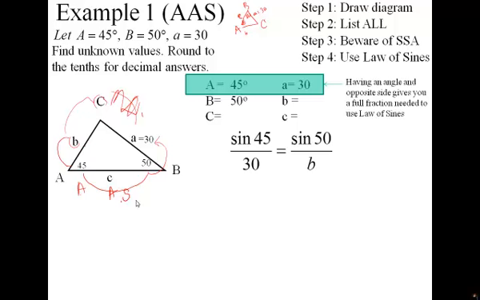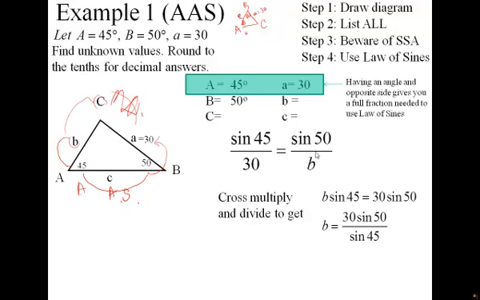Okay, so step 4, use the law of sines. Being that we have that full ratio, we're going to take the sine of big A over little a, and that's this right here. We took sine of 45 over that little a, which was 30. That was known to us, and now we can solve a proportion for b. So cross multiplied, a lot like we did for the conversion between degrees and radians. We knew that the cross multiples were equal to each other. So b times sine of 45 was equal to 30 times sine of 50. Then we can solve for b by dividing both sides by the sine of 45.